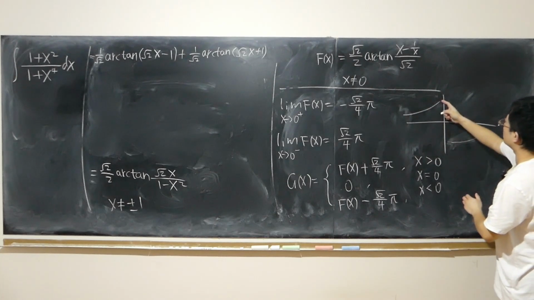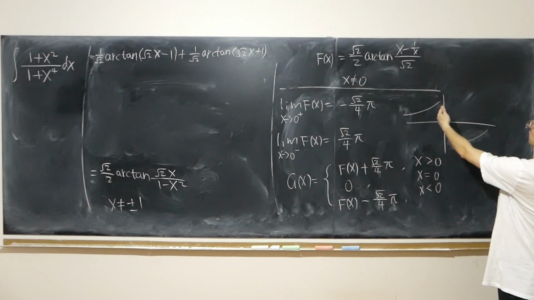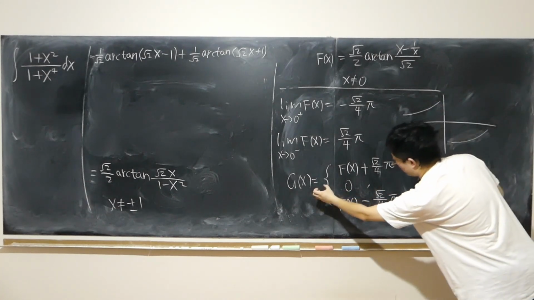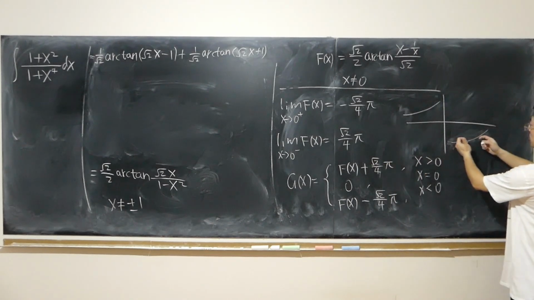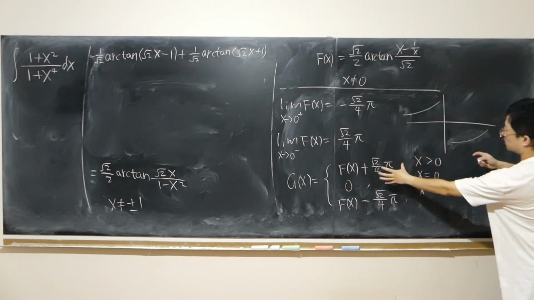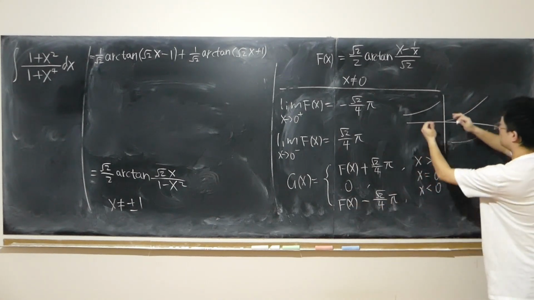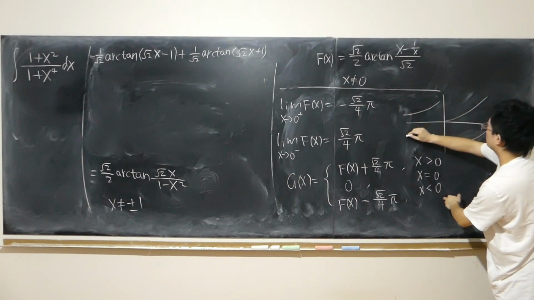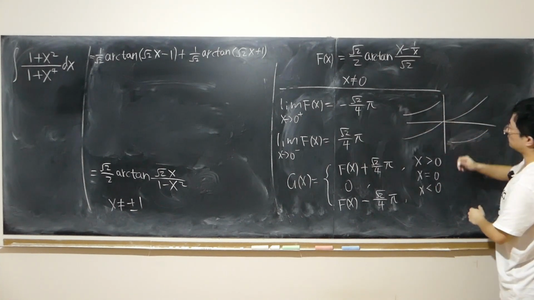So positive, this value, right? Previously discontinuous. Now I construct a piecewise function. In other words, bring this part upwards, right? Upwards. Bring this part downwards, right? Yeah. Now it's continuous.